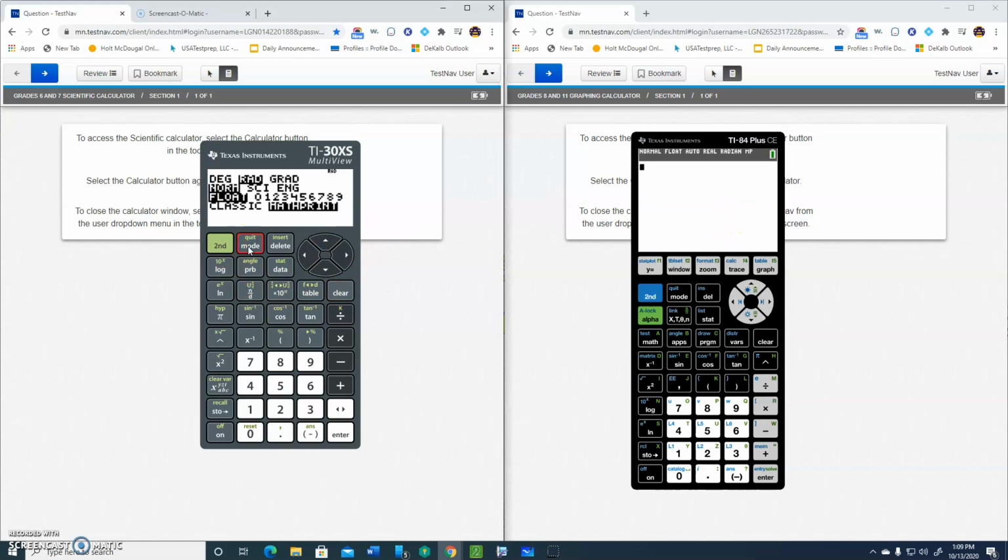So when we go to mode, we could see prior to that it was in radians, R-A-D. So we want to convert this, make sure it's in degrees. So this is in degrees, and I could clear it out. Then you can see it says DEG. Same thing with the graphing calculator.